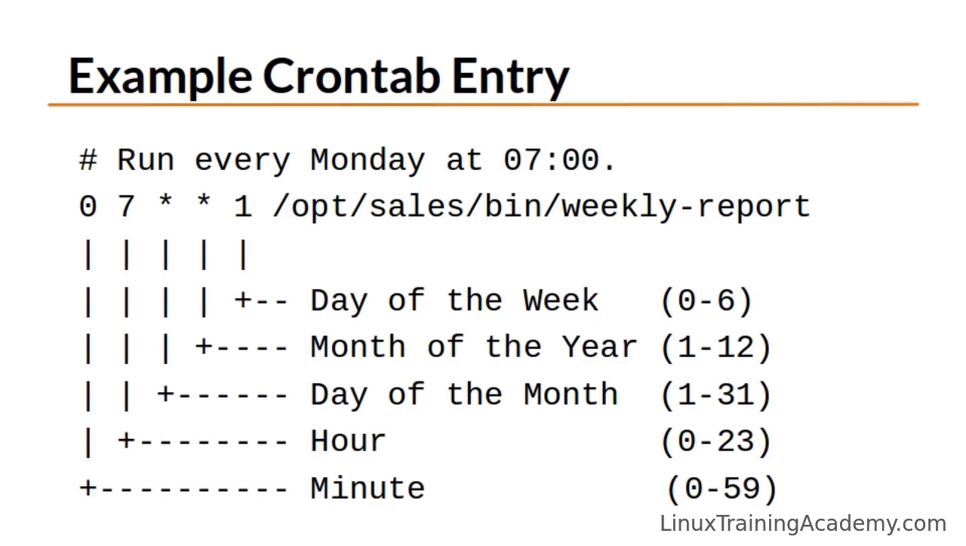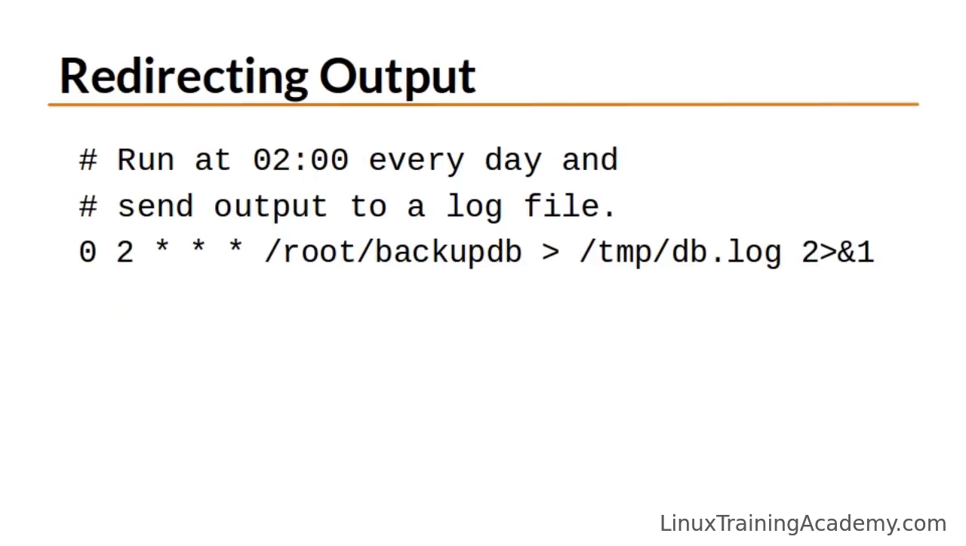This job will run only when the minute is 0, the hour is 7, and the day of the week is 1. In the day of the week field, 0 represents Sunday, 1 is Monday, etc. This job will run on any day of the month and during any month since the asterisk was used for those two fields. If any output is generated by the command in a cron job, it is mailed to you.